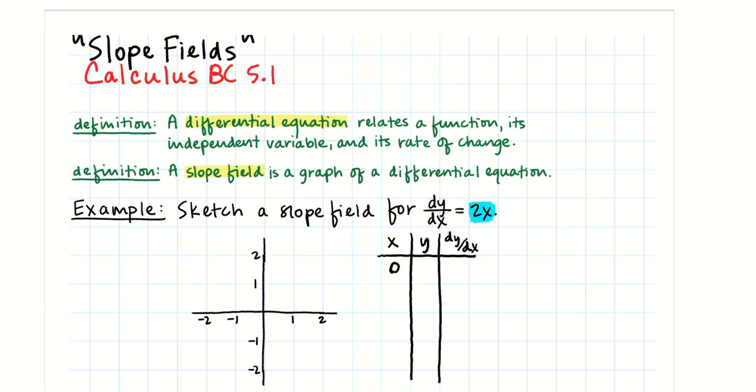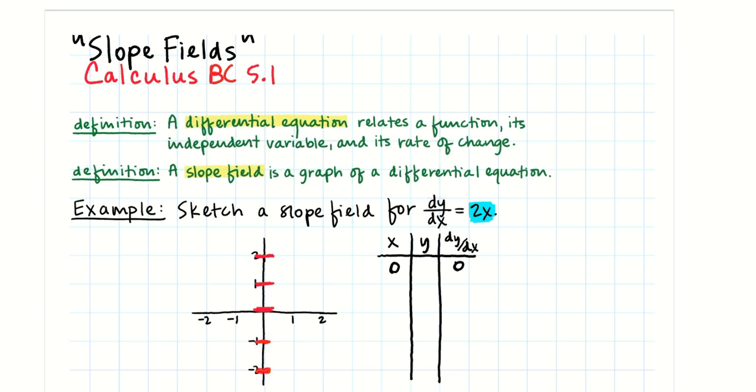Okay, so when x is 0, dy/dx is going to be 2 times 0, which is 0. And y can be whatever it wants. So any place where x is 0, the slope is 0. And we know what slope equals 0 looks like. It's flat. So I'm going to draw a little horizontal tick mark. That's how we draw these slopes: we just draw little tick marks, giving a general idea of what the behavior of the function is at that point.